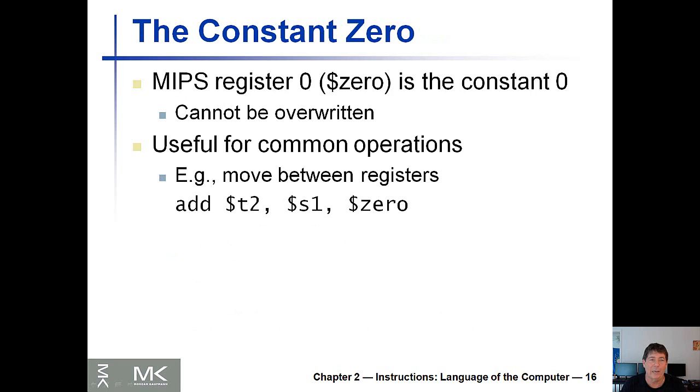Okay, there's a special case register called 0. So that's the first register or the 0 register. And really, it essentially represents a constant of 0. It can't be overwritten. It can't be changed. It can be used, but it can't be changed. So this is useful for common operations, such as moving the contents of S1 to T2 here. So you'd add S1 and 0 and store it into T2.